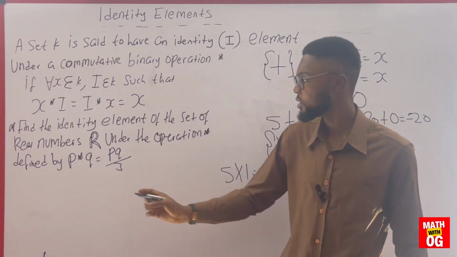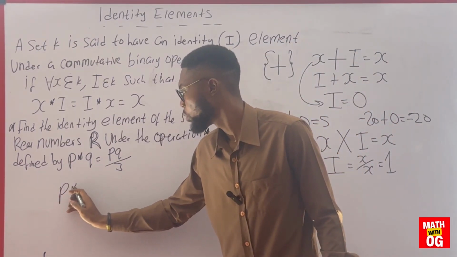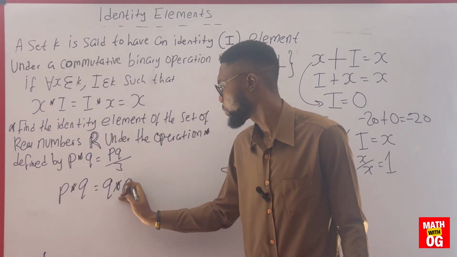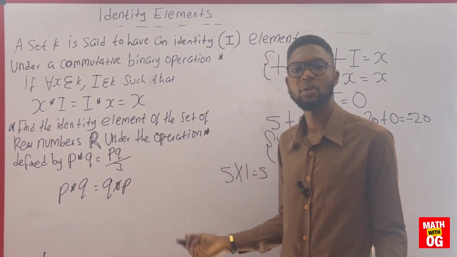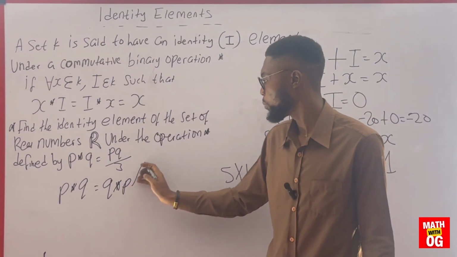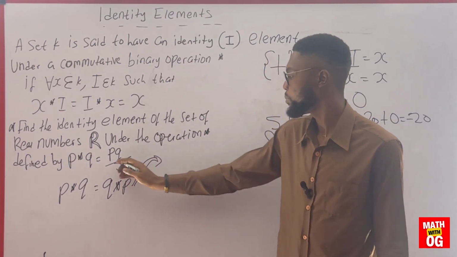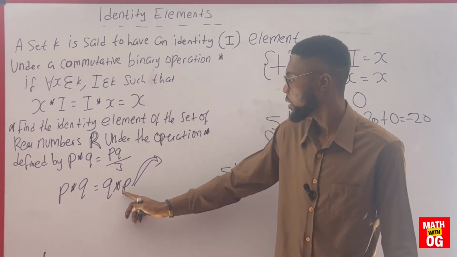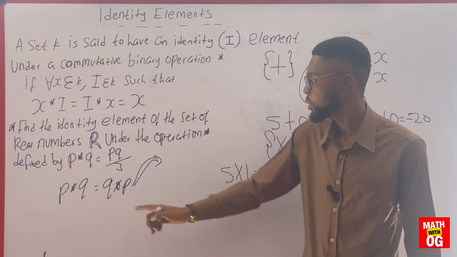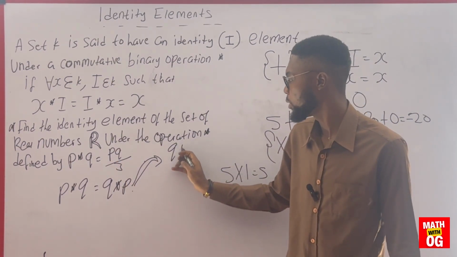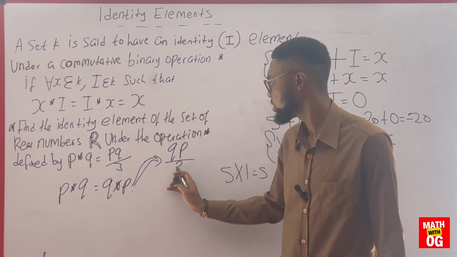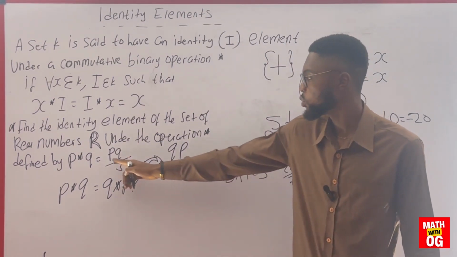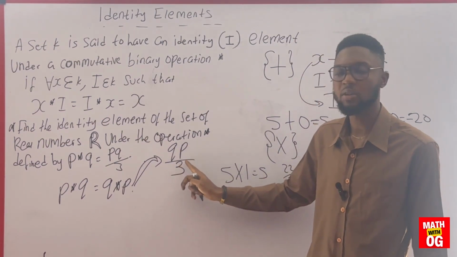For this to be commutative, P operation Q must be equal to Q operation P. You already know that P operation Q is PQ over 3. So for Q operation P, in place of P, I'll be taking Q, and in place of Q, I'll be taking P. So this will turn to QP all over 3. Is there any difference between this and this? There's no difference. 2 times 3 over 3 is not different from 3 times 2 over 3.